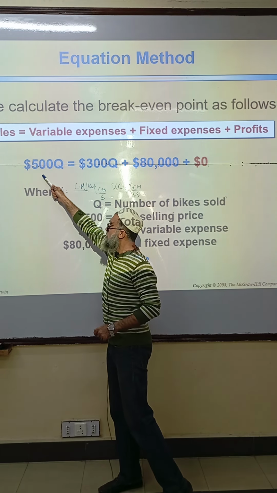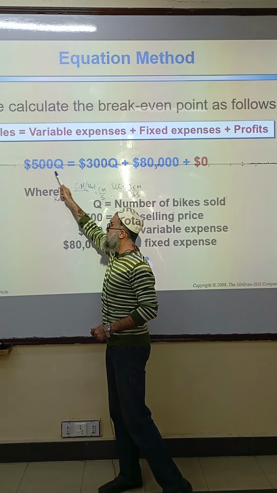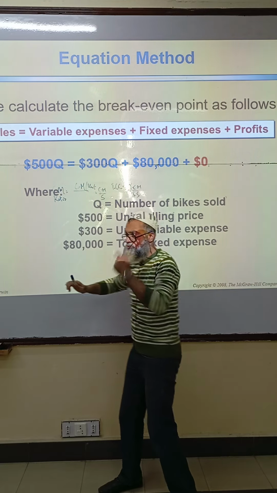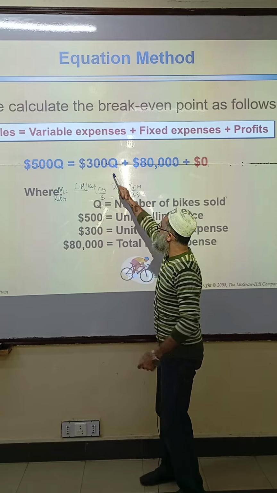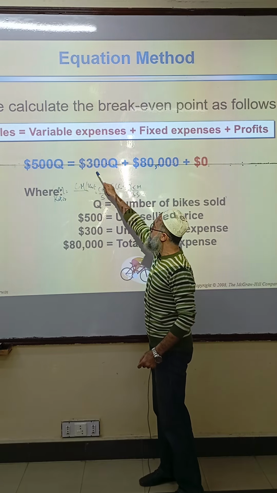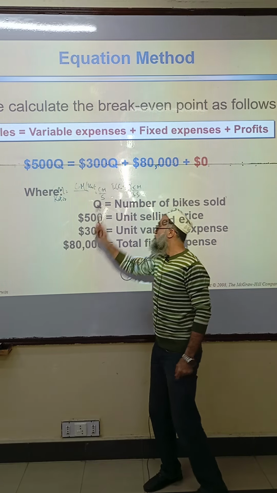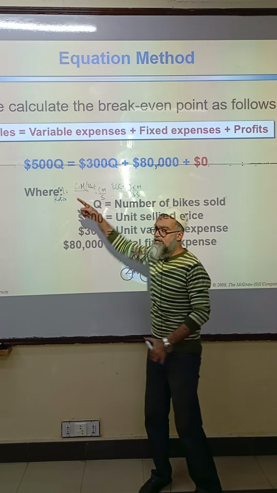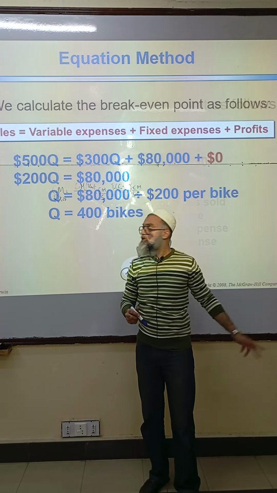So what we can do is, instead of sales, we write it as per unit selling price into quantity. Quantity is unknown. And same goes for your variable cost, which means per unit variable cost into quantity. Fixed cost we already know, and we know at break even the profit is zero. So if we rearrange this, we can easily find out the quantity.